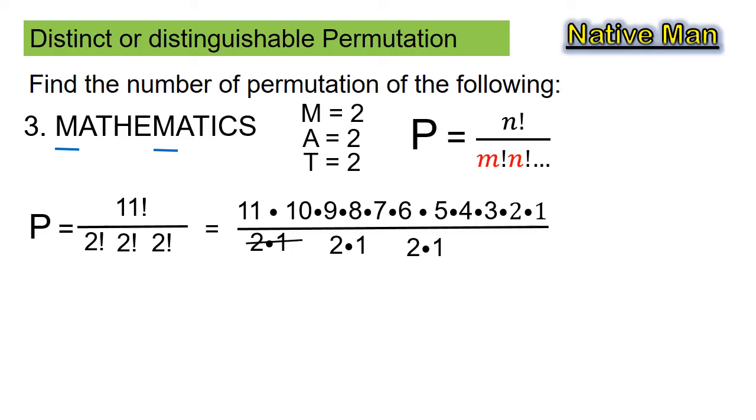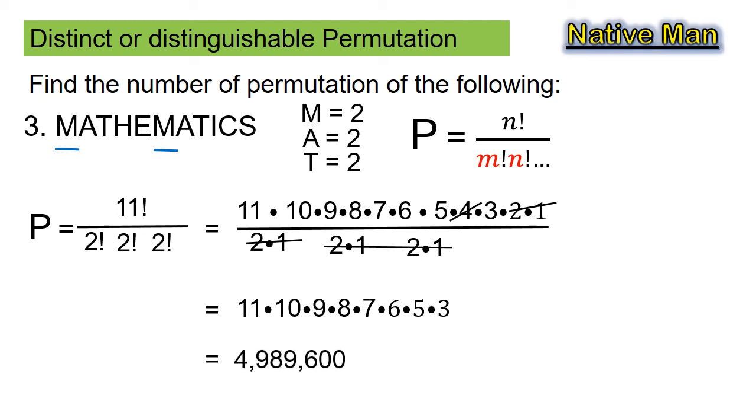So, again, by cancellation, 2 times 1 and 2 times 1 sa numerator. And then, eto, pagsamahin na po natin, yung 2 times 1 is 2, 2 times 1 is 2. So, 2 times 2 is equal to 4. Pwede pong i-cancel sa 4 sa numerator. So, ang natitira na lang po sa numerator ay 11 times 10 times 9 times 8 times 7 times 6 times 5 times 3. Yan lang po natira. So, if you're going to multiply the numbers, it is equal to 4,989,600 permutations or distinguishable permutations.